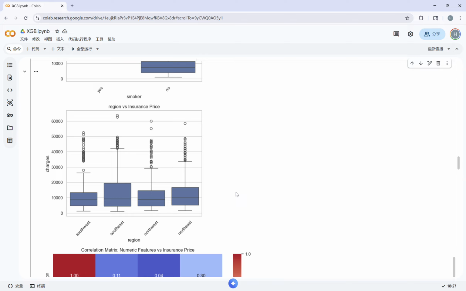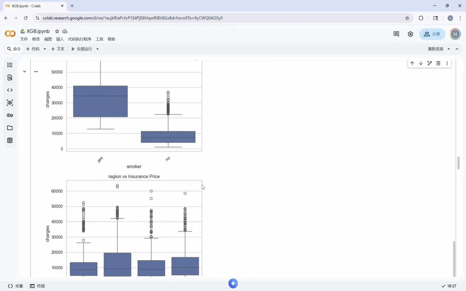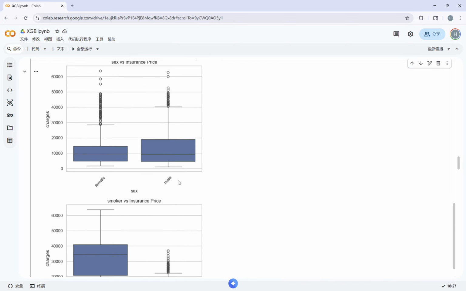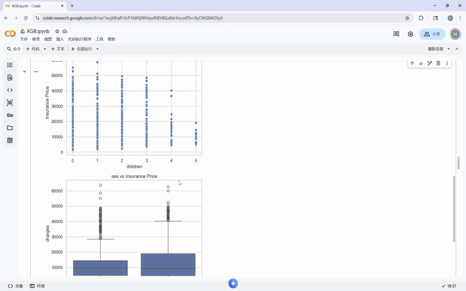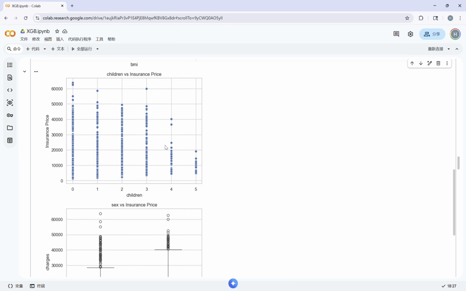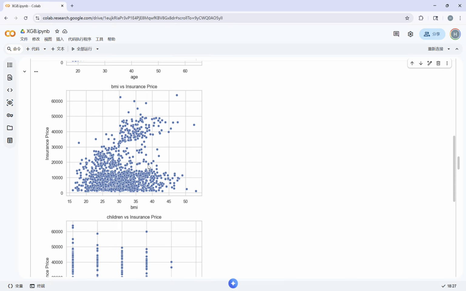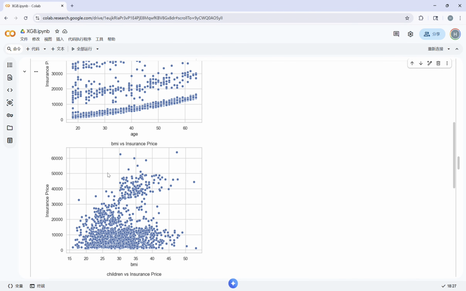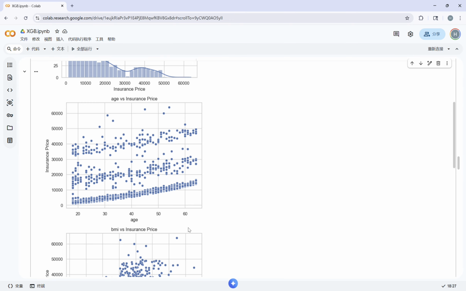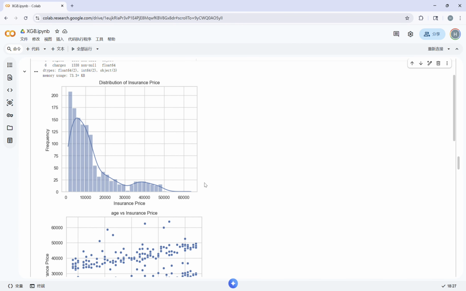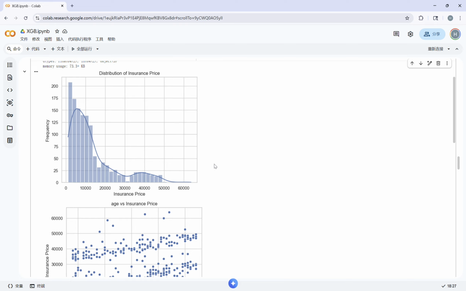This graph is some part of the result from the XGBoost model, which shows some relationships between variables like BMI and insurance price, and age and insurance price. Here we can see the insurance price distribution.